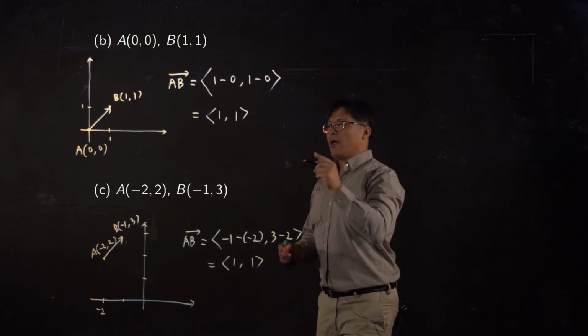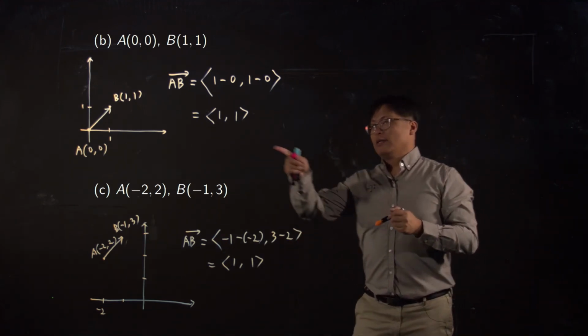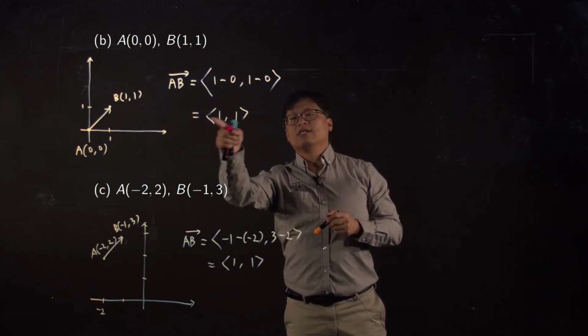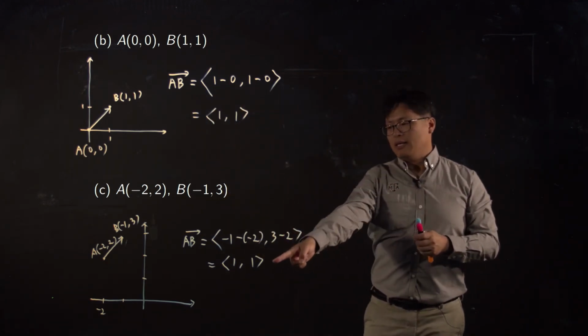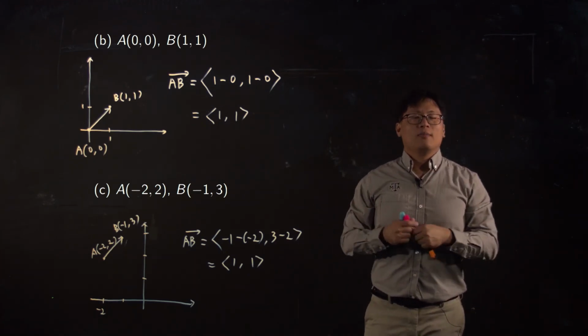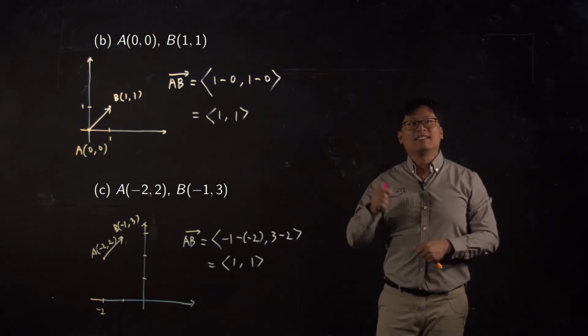Okay? So, in this problem, I would like to talk about one more thing. Okay? So look at that. Problem B answer is 1, 1, and the answer for problem C is also 1, 1, okay? They are same notation, okay? But are they same? My answer is yes, okay? They are same vector, okay?